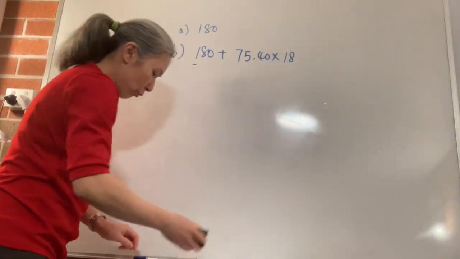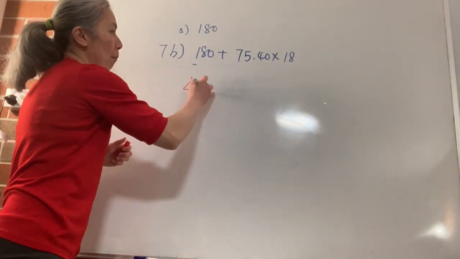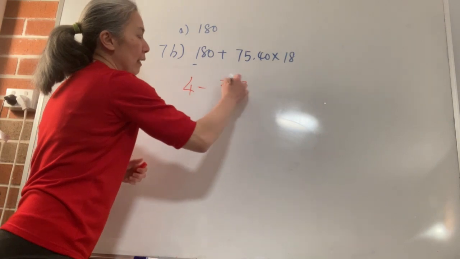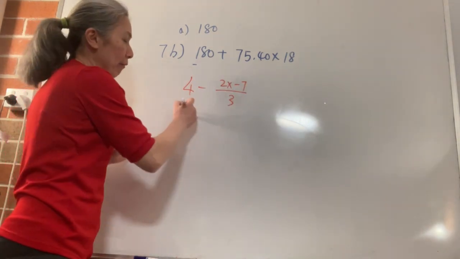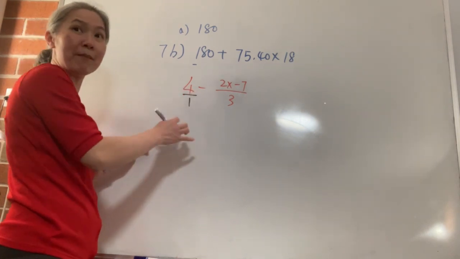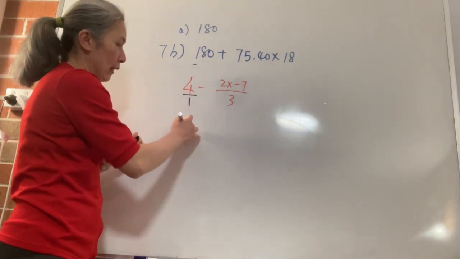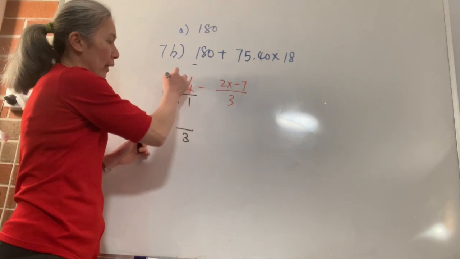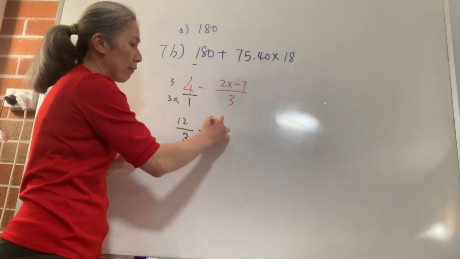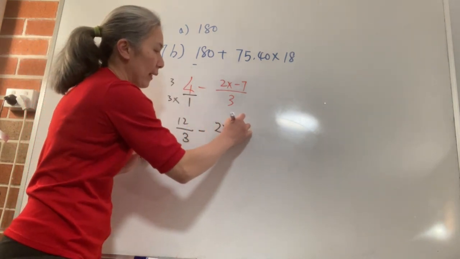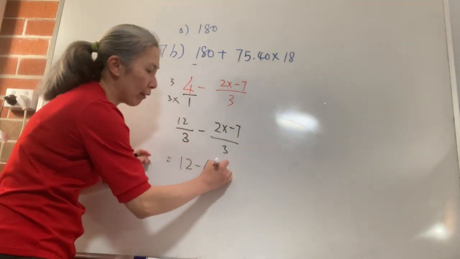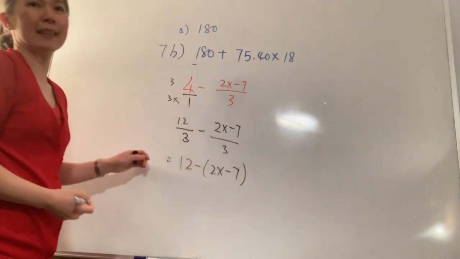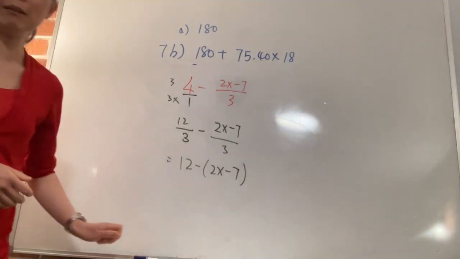So if I ask you to do 4 minus (2x minus 7) on 3, make sure when you do the LCM, after that you do 4 on 1, right? So you need a 3, and then you times it by 3, so you get a 12. So make sure you have a bracket in here. You have 2x minus 7 on 3. So when you open up, make sure you have that. Okay, so always remember your little bracket there.